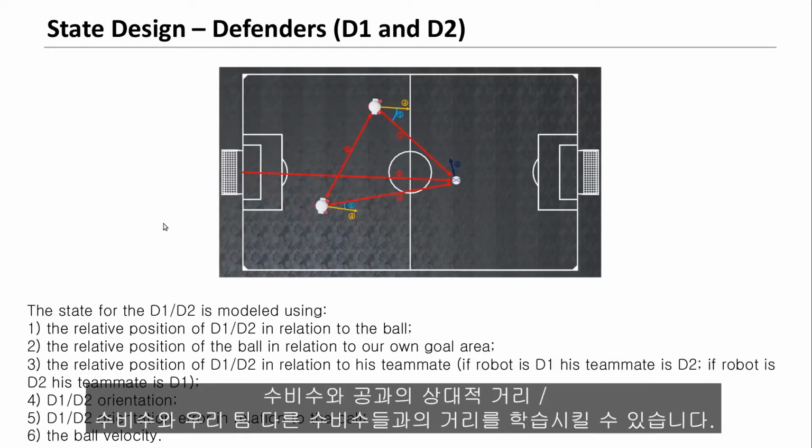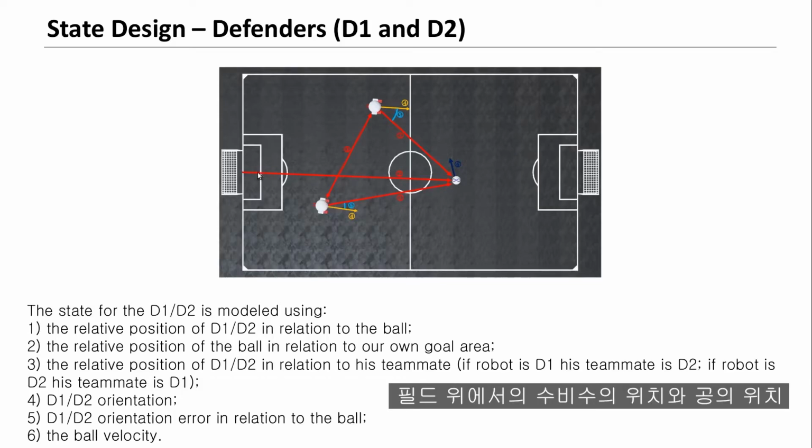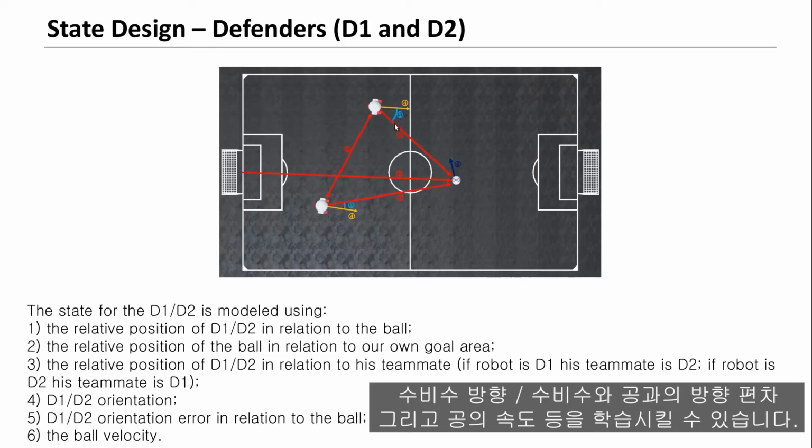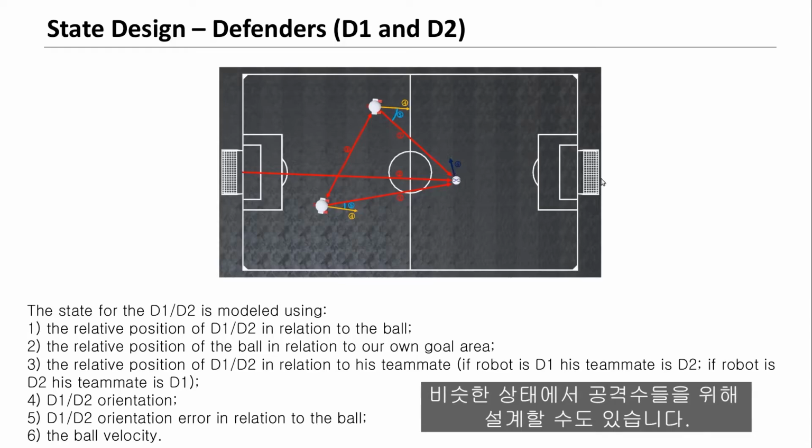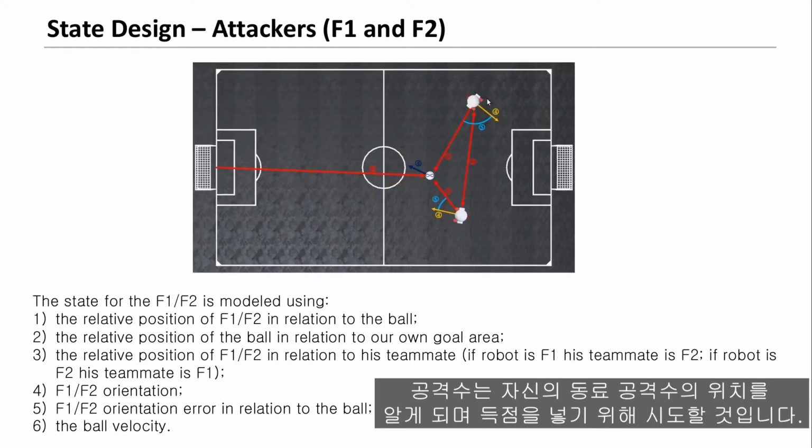For the defenders, we try to give them the relative position to the ball, the relative position to his teammate, where here his teammate is the other defender. So one defender knows the location of the other defender. He knows the location of the ball in the field, his orientation, his arrow orientation in relation to the ball, and the ball velocity. A similar state is designed for the attackers, but the teammate for one attacker is the other attacker. So they know all these positions when they need to take their decision.